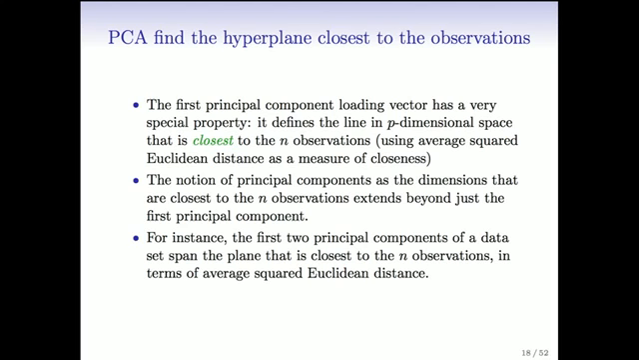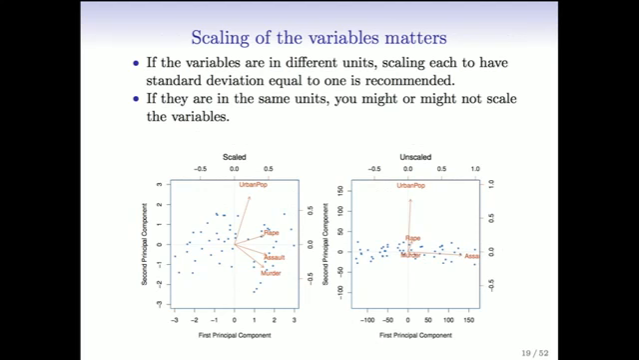So this slide here just describes what we've just gone through in detail. Now, I deferred this point: scaling of the variables matters. So here's our first two principal components in our biplot again. But this was computed when we standardized each of the variables to have unit variance. What if we didn't do that? Well, you get a very different picture then.